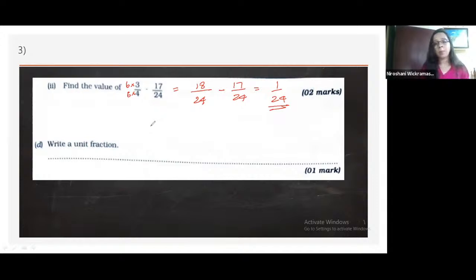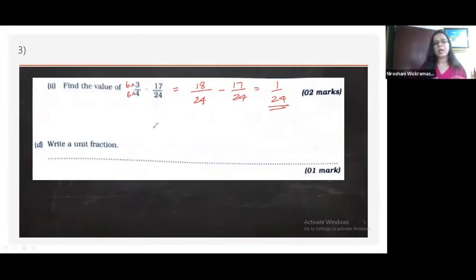Write a unit fraction. So what is the meaning of unit? We have learned fractions. Now we have done the fraction session. Can you remember, if the numerator is always 1, we call it a unit fraction. What is called a proper fraction? Proper means the numerator is always less than the denominator. That is called proper. Improper means if the numerator is greater than the denominator. That is called improper.